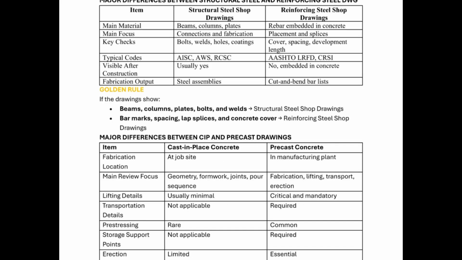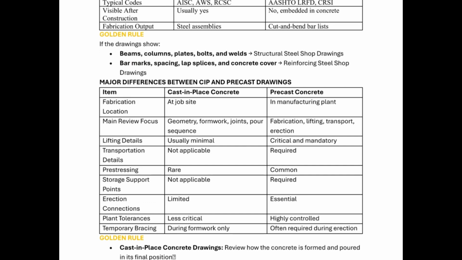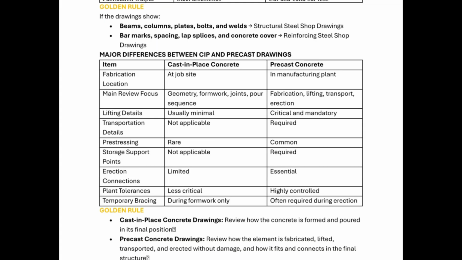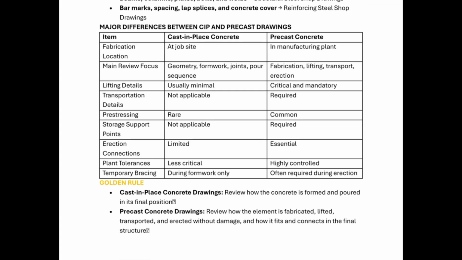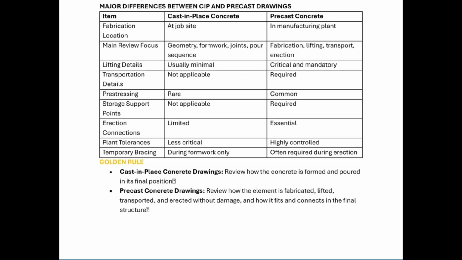The golden rule is that if the drawing shows beams, columns, plates, bolts and welds, it is a structural steel shop drawing. But if you see a drawing that shows bar marks, spacings, lap splices and concrete cover, then it is a reinforcing steel shop drawing. So the major differences between CIP and precast drawings are as follows. You can take a screenshot of the differences. What is the golden rule?